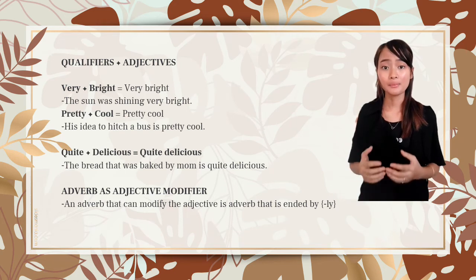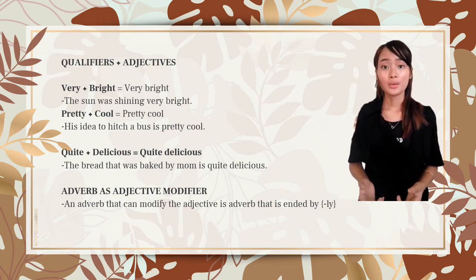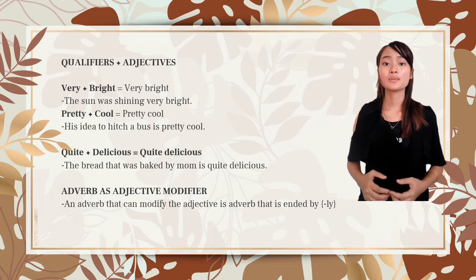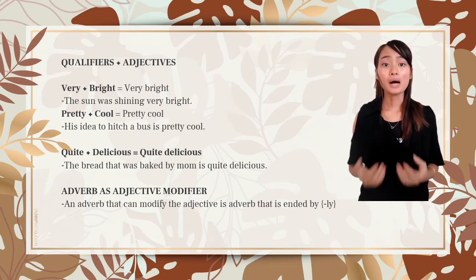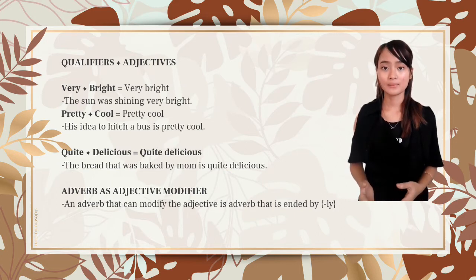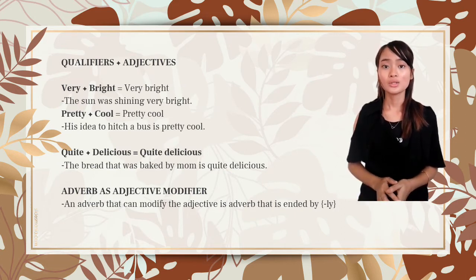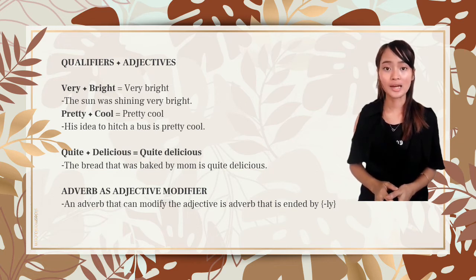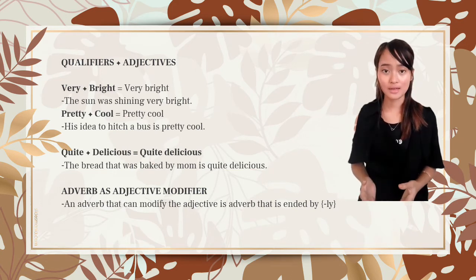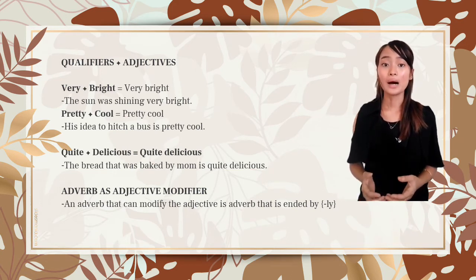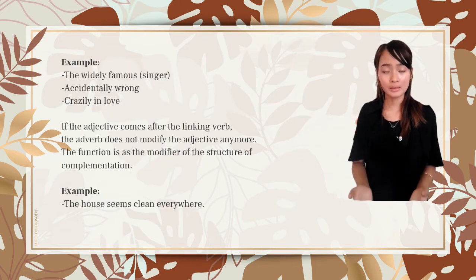The last example for qualifiers is quite, and an adjective delicious equals quite delicious. So let us put it into a sentence. The bread that was baked by mom is quite delicious. So let us move on to adverb as adjective modifier. An adverb that can modify the adjective is an adverb that ends in "ly". Example for this is, the widely famous singer.